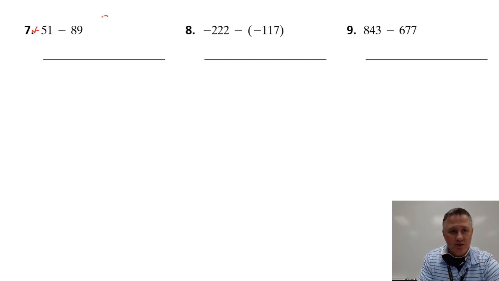Next in the problems, signs are different. So what do you do? Subtract 89 minus 51. You get 8, 38. And what do you have? You have more negatives than positives, negative 38.